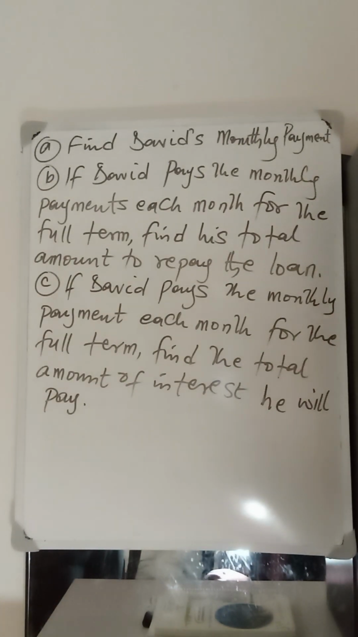Now, having considered the other instructions, let's look at the question proper. Question A, find David's monthly payments. Question B, if David pays the monthly payment each month for the full term, find his total amount to repay the loan. Question C, if David pays the monthly payment each month for the full term, find the total amount of interest he will pay. Now let's consider the solution.